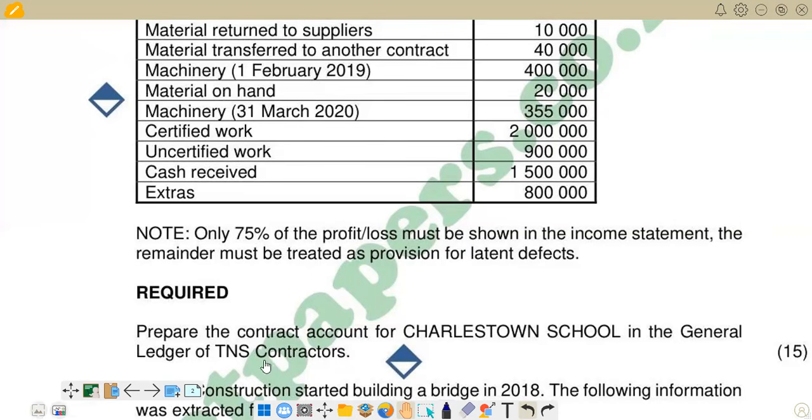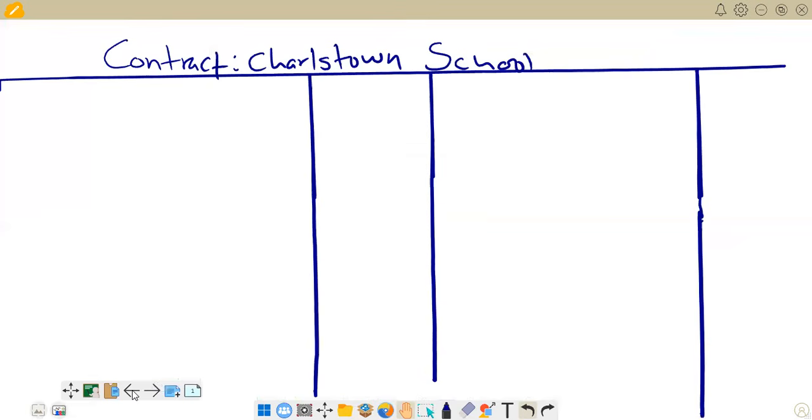So we are going to see what we have in our question. On the required part, the first part is saying prepare the contract account for Charlestown in the general ledger of TNS contractors. So we've got a T account that we've prepared here in terms of the contract of Charlestown School. So this is the account that we are going to enter the figures in. In this account, we know that this side represents the debit side, and this side represents the credit side. Remember, this is a ledger account.